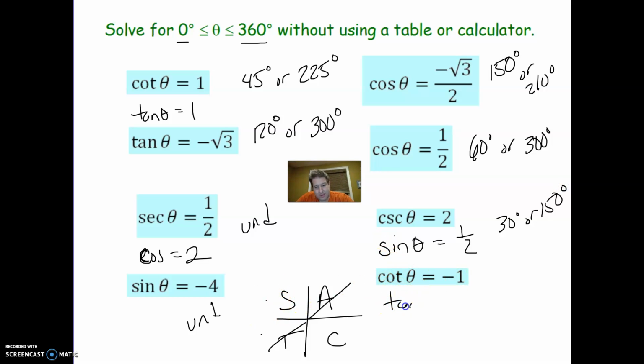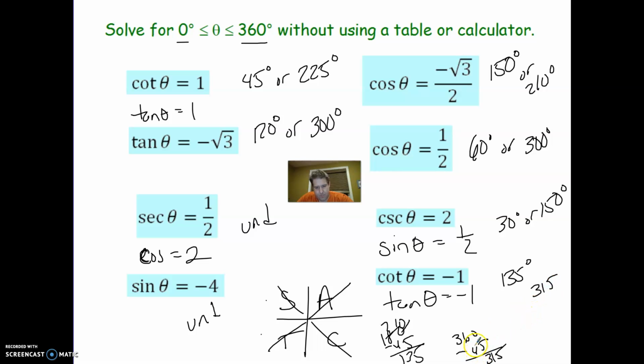And then cotangent is the same thing as tangent of theta equals negative 1. Tangent being negative 1. Now tangent is negative in these two quadrants right here. So that's a 45-degree angle here and a 45-degree angle here. 180 minus 45 is 135. And 360 minus 45 happens to be 315. Right? Yeah. There's your two answers.